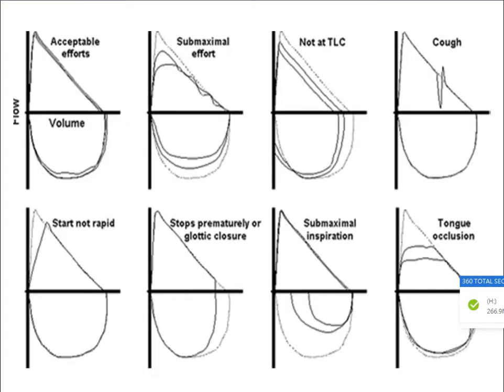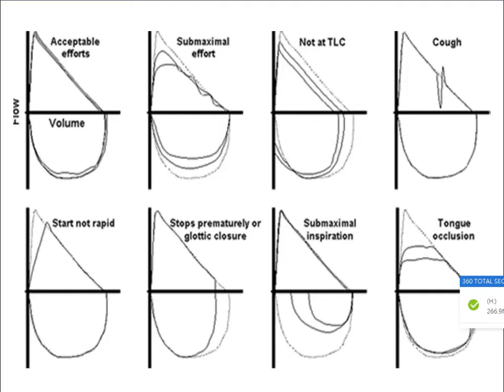You see all these diagrams. In the first one, it is normal, so acceptable efforts are there. In the second diagram, you see there is a submaximal effort. It means the effort from the patient is not good enough, and that is why there are some irregular waves in the curve.